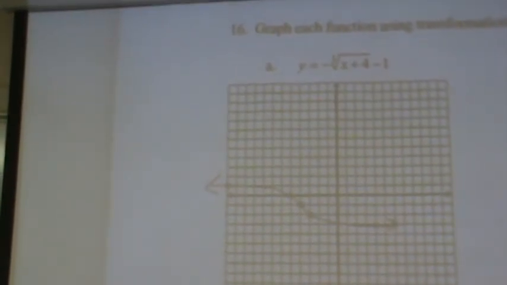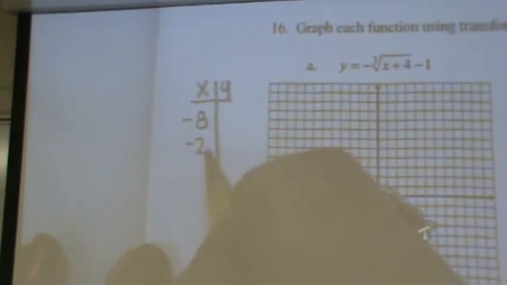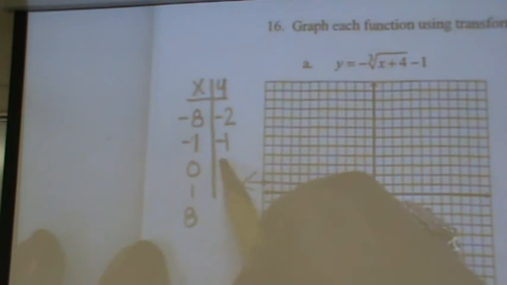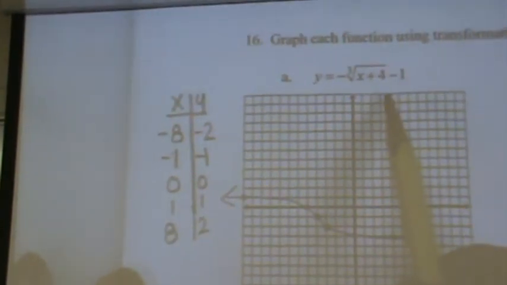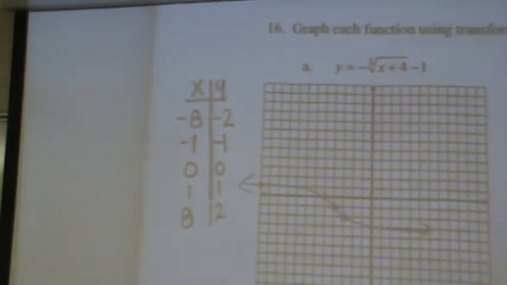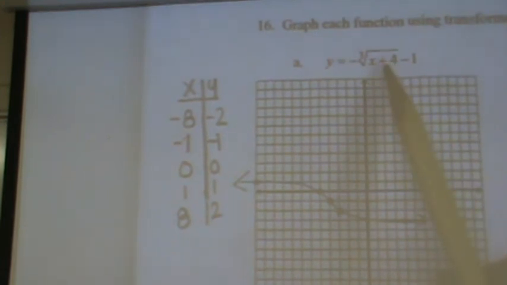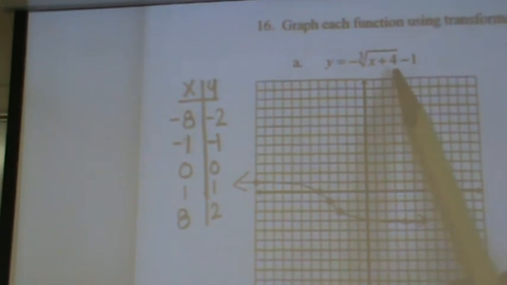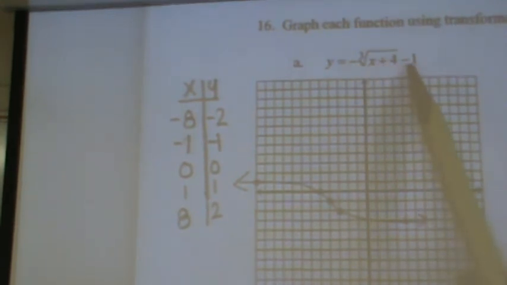For 16, it's a snake. It's a cubed problem. So what numbers can we take the cube root of? -8, -1, 0, 1, and 8. You get -2, -1, 0, 1, and 2. Now, what are you going to do with this? If you want to make a table, do that. You could also just transform this one, easy. You're going to slide 4 units to the left. You're going to flip it over the x-axis, and you're going to go 1 unit down.